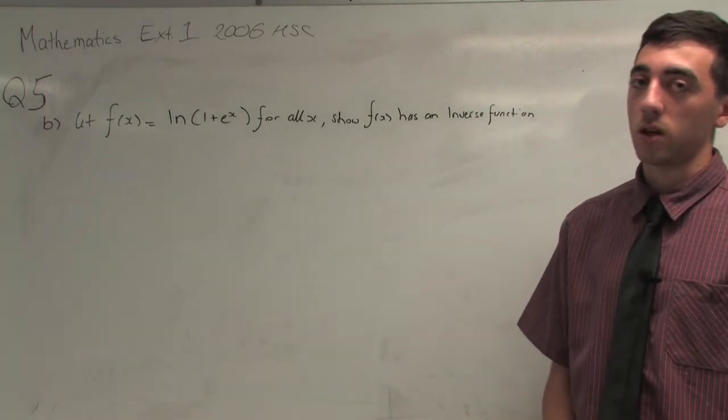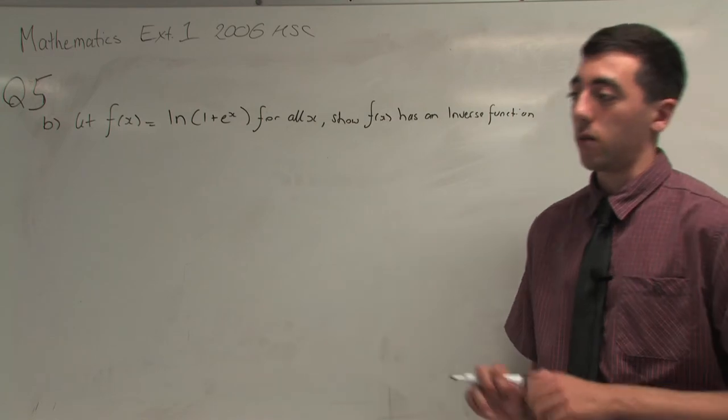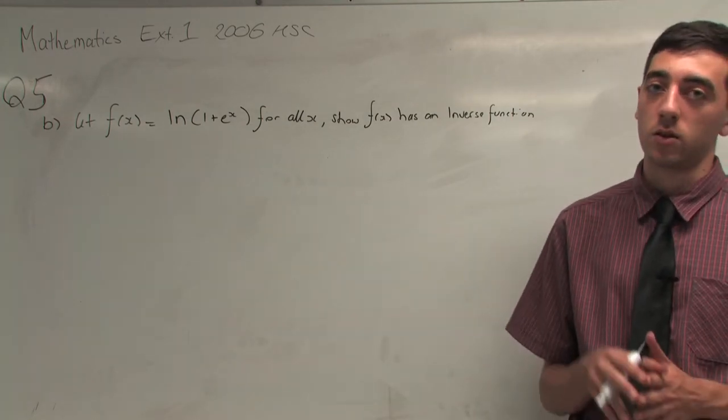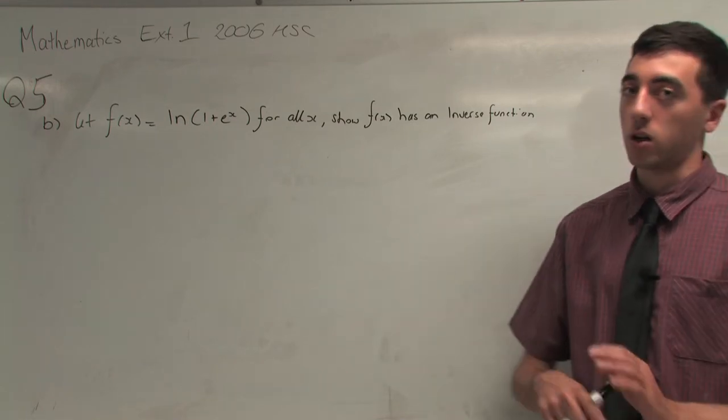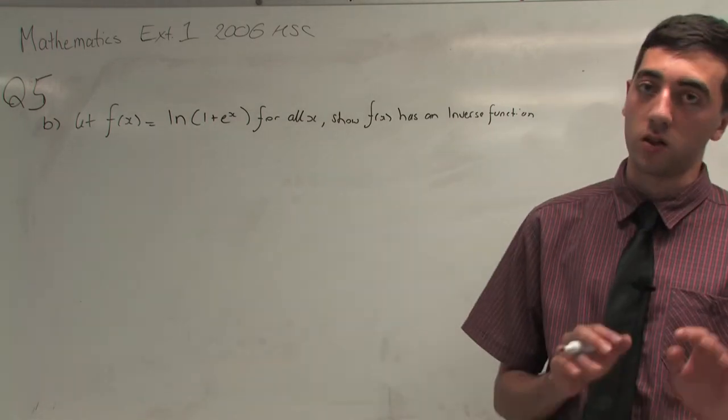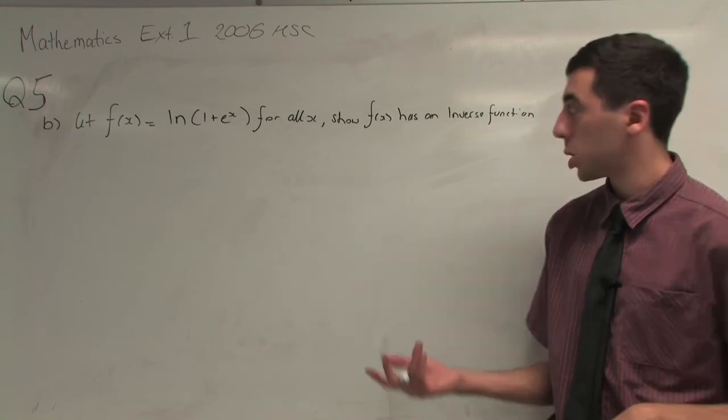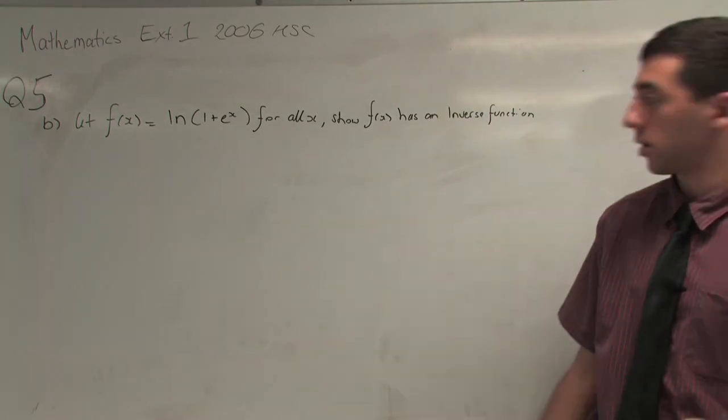Okay, so what we know is that a function can only have an inverse function if it is monotonic increasing or monotonic decreasing. That means its gradient is always positive or its gradient is always negative. So we just need to show that by differentiating f(x).